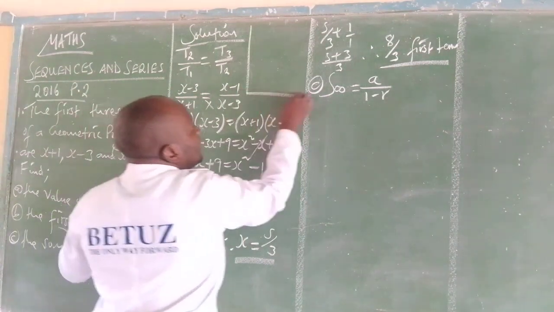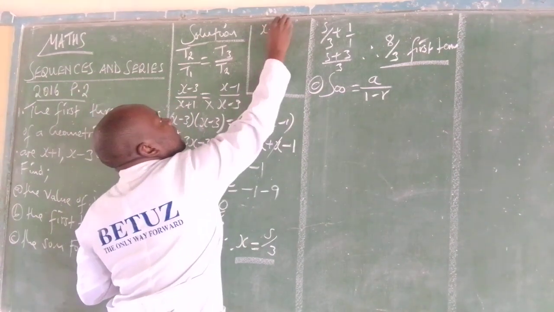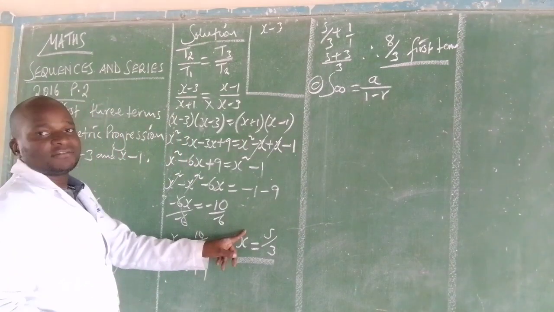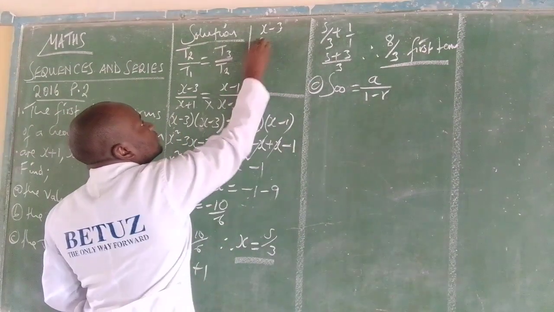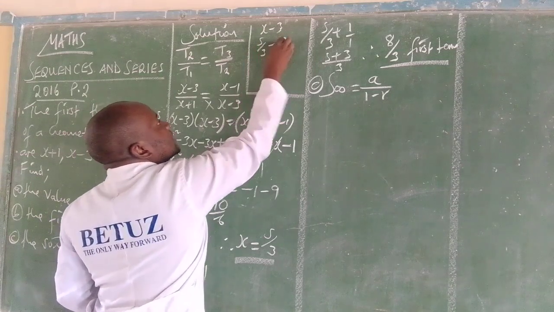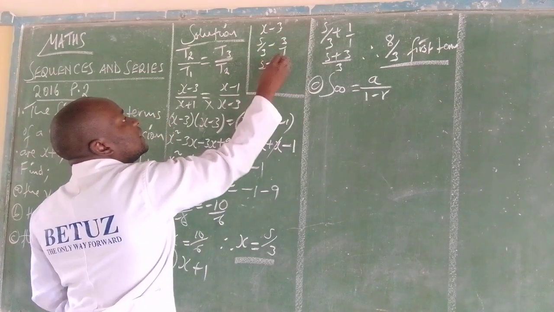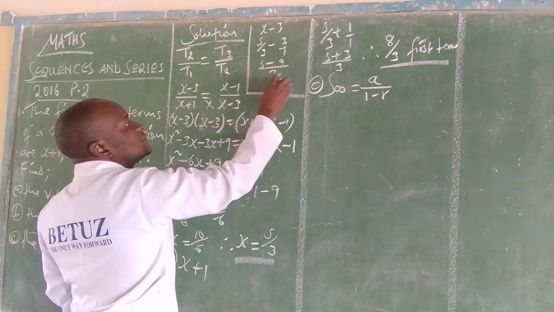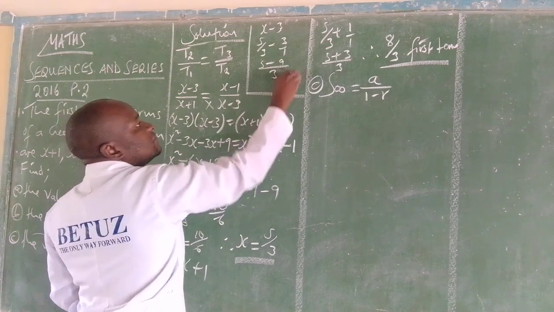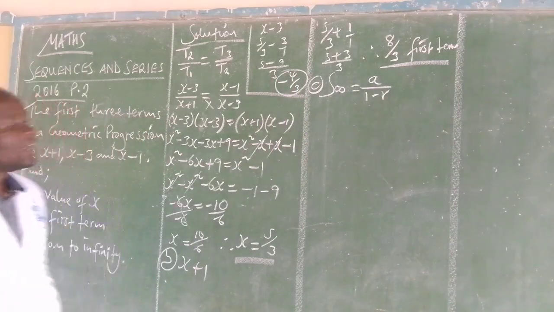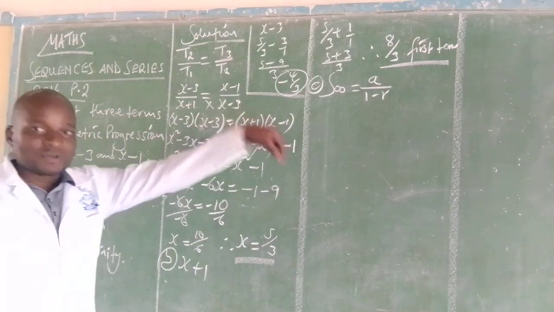I'll simply find it here. In x minus 3, the value of x is 5/3. So we have 5/3 minus 3/1. The LCM there is 3, so we have 5 minus 9, which gives us negative 4/3. So this negative 4/3 is the second term.